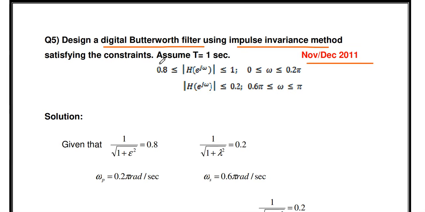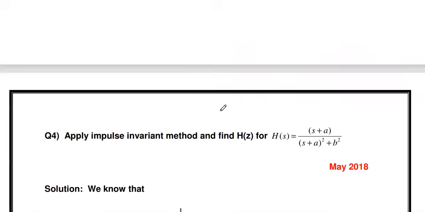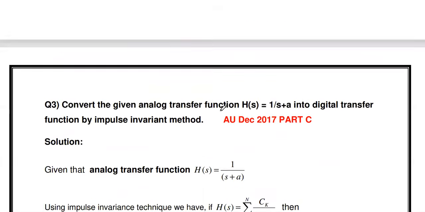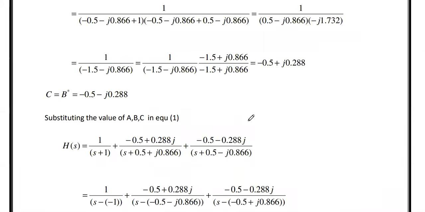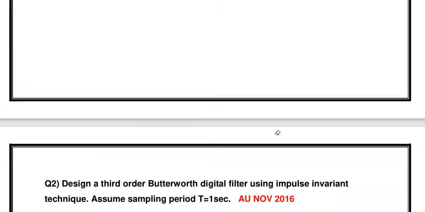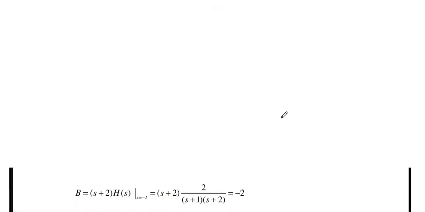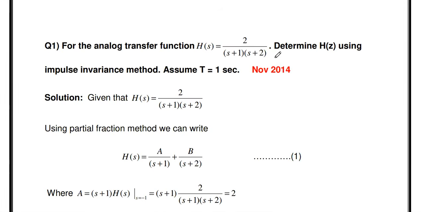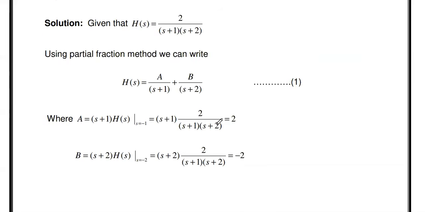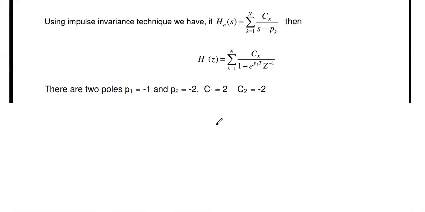We already solved four problems in the digital Butterworth filter, but in this method we have not solved any yet. The first question we solved in the impulse invariant method is when H of s is directly given. For example, H of s equal to 2 by (s plus 1)(s plus 2). How do we solve it? We have to factorize, find the poles and the partial fraction coefficients, and convert it.